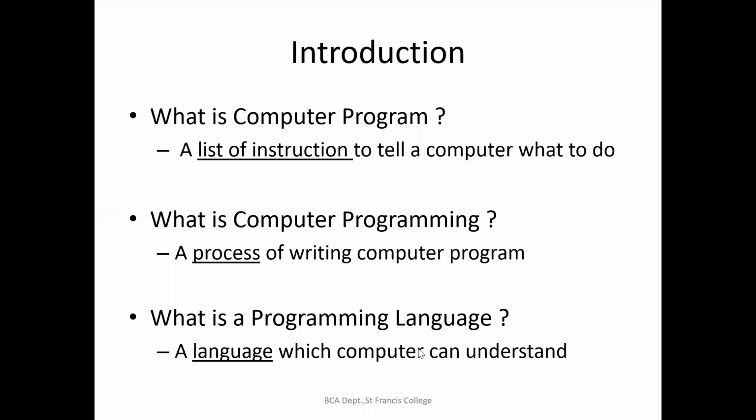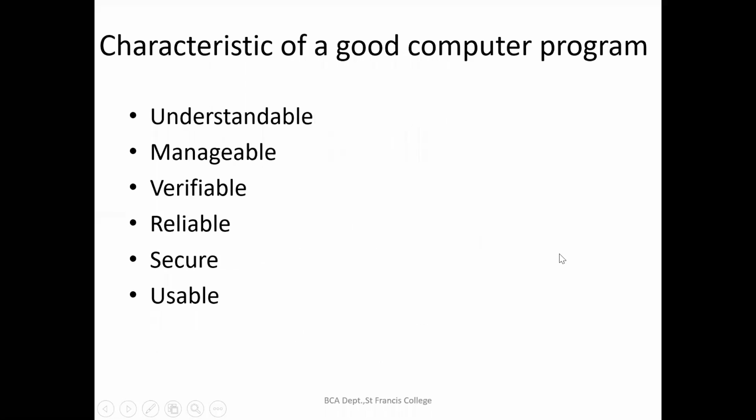When we started writing in programming languages, all this started long back, and we studied the history of programming languages, in which year each was started. The main characteristics of a good program were that it should be understandable, manageable, verifiable, reliable, secure, and usable. Once we wrote a computer program, it should be in such a way that it can be reused, clearly understood, and manageable. Reliability is another important factor, and security should be there too.